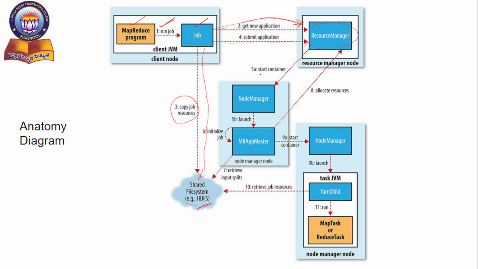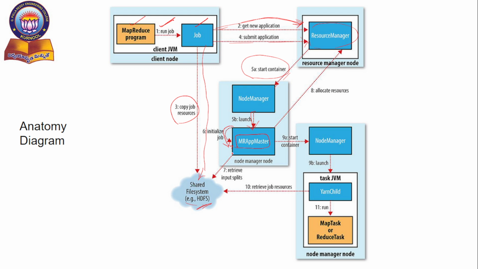As the next step, the fifth step, the resource manager starts a container specific to the particular job that has been requested. Now one task needs some resources. Those resources will be given as a separate container for each and every job. Now the node manager will launch the job for that particular job. Once it launches, the job will get initialized in the MR app master, the MapReduce app master. Here the job gets initialized.